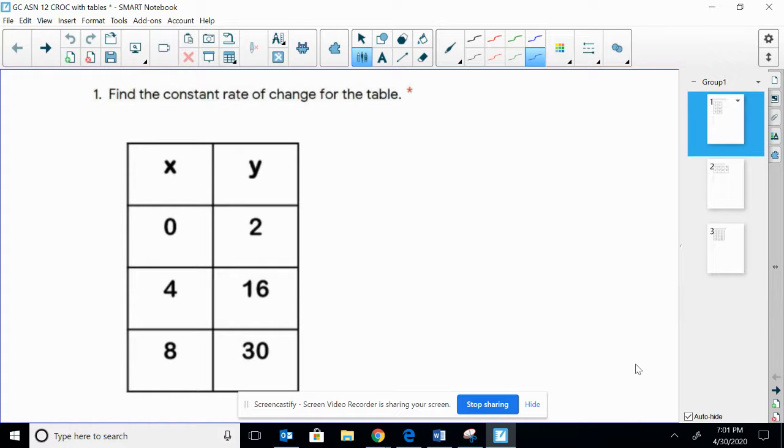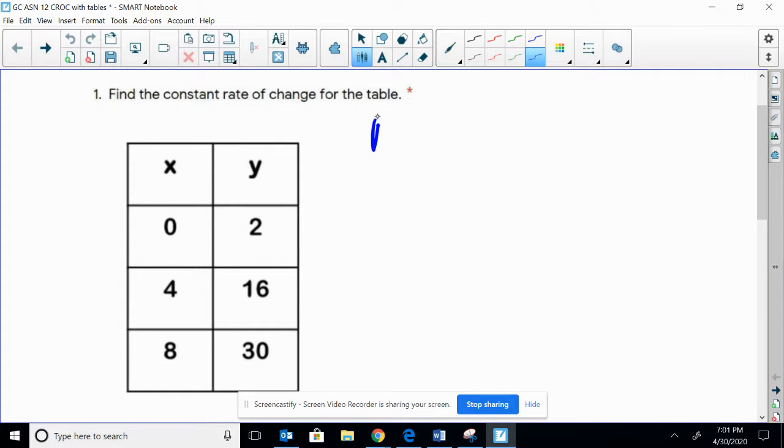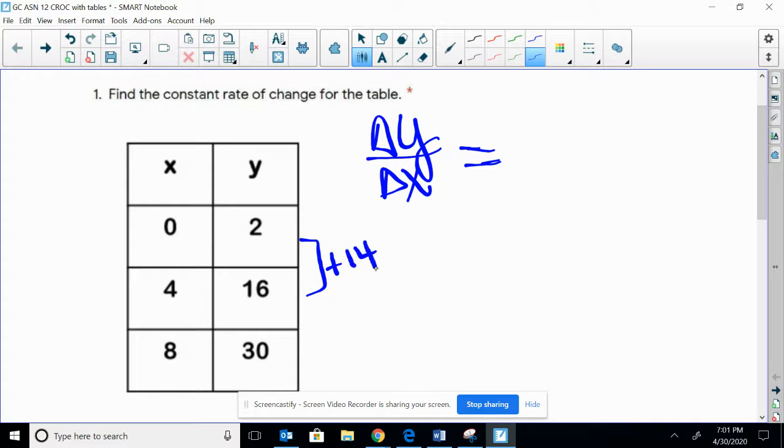So here we go. Find the constant rate of change in the table. Remember, constant rate of change is change in y over change in x. Remember our little diamond, little triangle means change. So we're just going to look over here. From 2 to 16 is a change of plus 14, so that's our change in y. And then from 0 to 4 is plus 4.